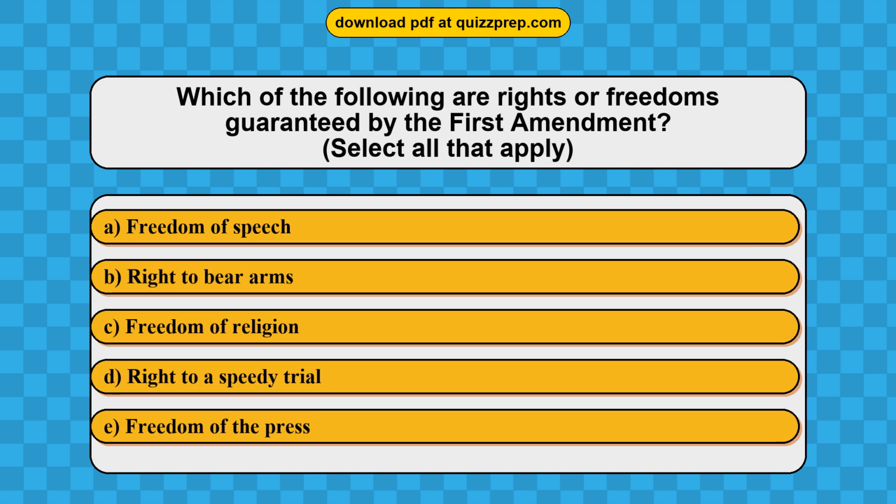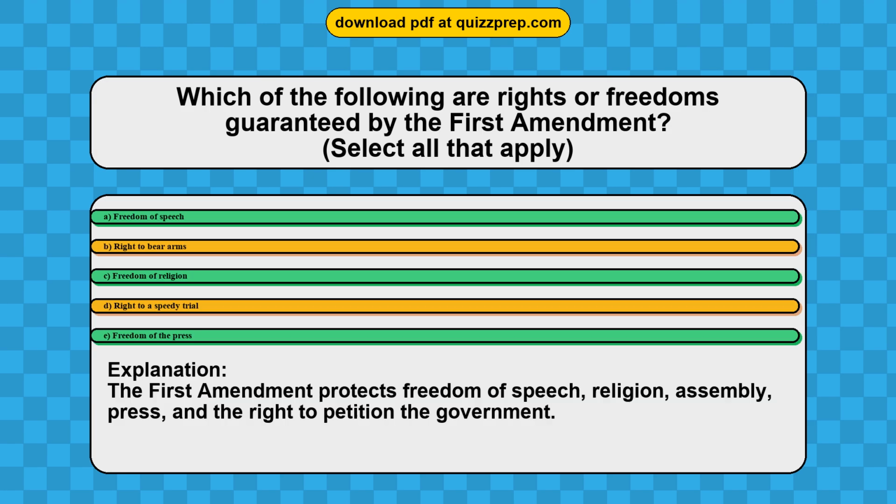Question 61. Which of the following are rights or freedoms guaranteed by the First Amendment? Option A. Freedom of speech. Option B, right to bear arms. Option C, freedom of religion. Option D, right to a speedy trial. Option E, freedom of the press. The correct answers are options A, C, and E. Freedom of speech, freedom of religion, freedom of the press. The First Amendment protects freedom of speech, religion, assembly, press, and the right to petition the government.